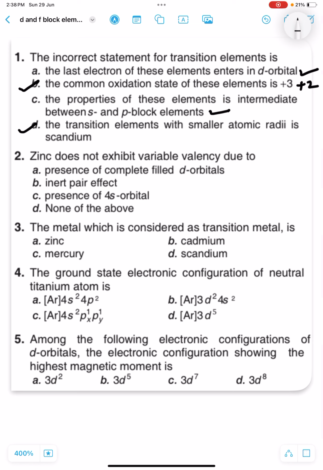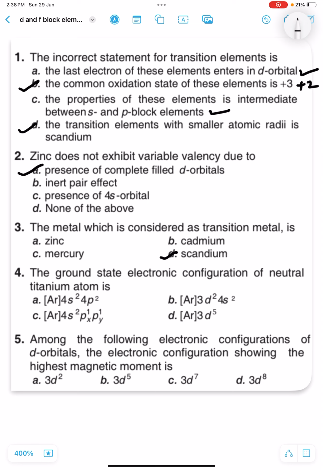Next, zinc does not exhibit variable valency due to the presence of completely filled d orbitals. Okay, so it cannot show variable valency. The metal which is considered a transition metal is actually scandium. Why not zinc, mercury and cadmium?